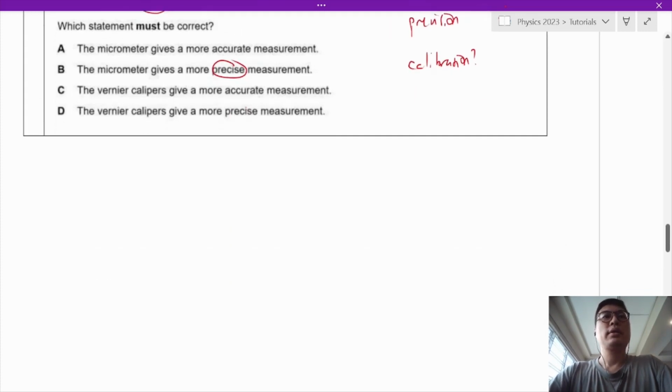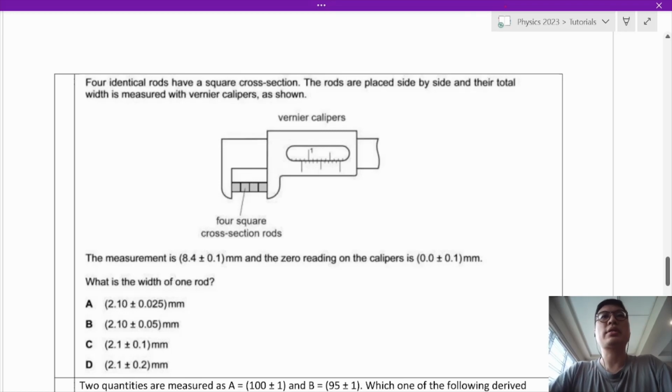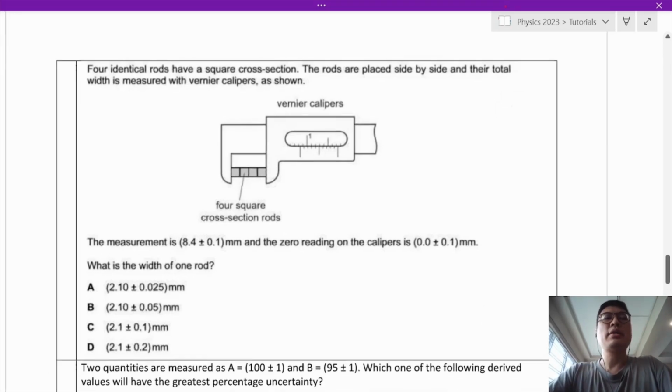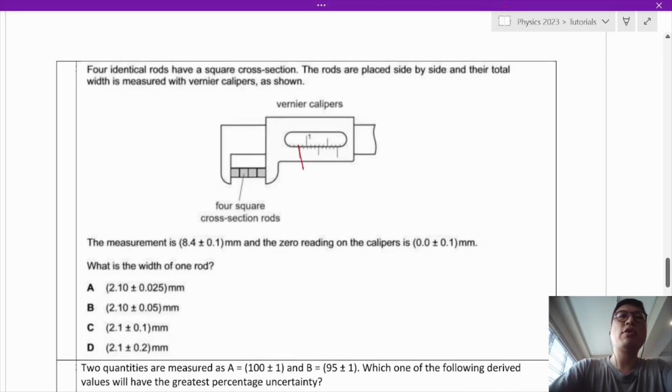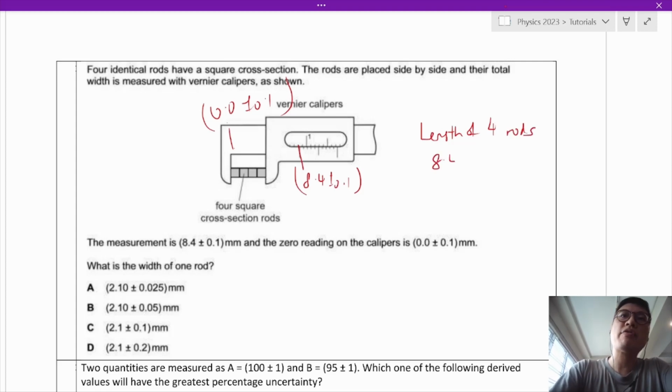Okay, let's take a look at this one. 4 identical rods have a square cross section. Rods are placed side by side. Now the measurement over here is 8.4 plus minus 0.1. Okay, and the zero reading over here is 0.0 plus minus 0.1. So for this question only, please don't do this in the practical. The actual length of 4 rods will be equal to 8.4 plus minus 0.2.